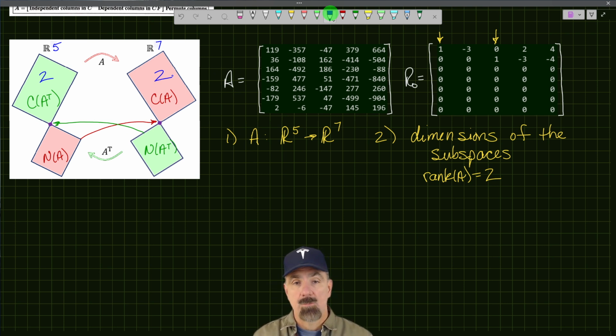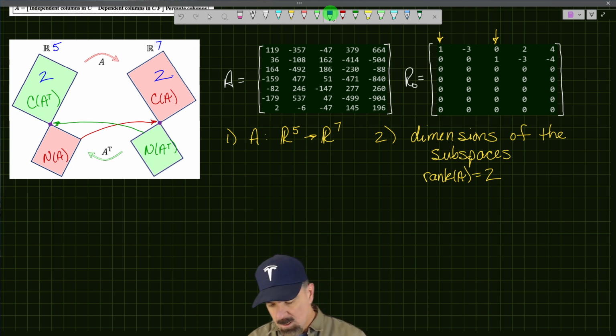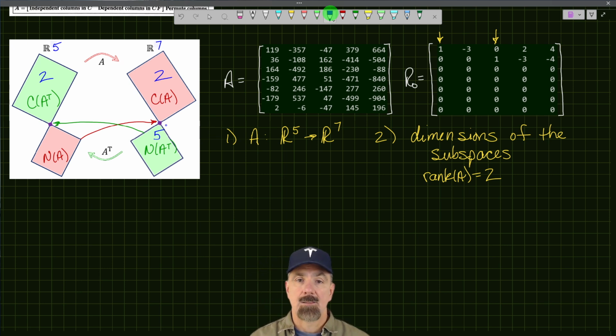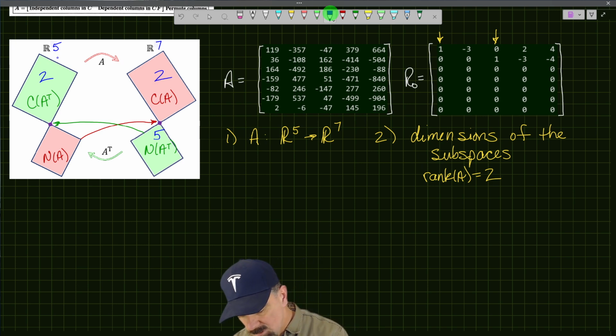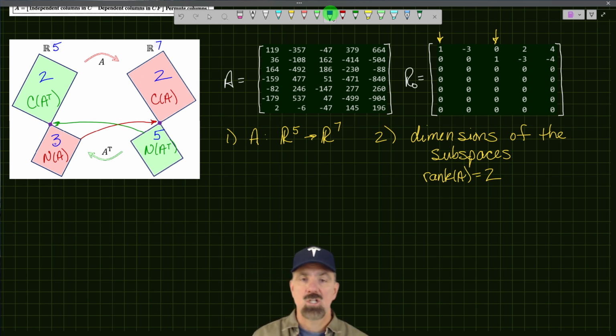Then the rest of what we've already learned from chapter 3 is that whatever the dimension of the column space of A is, the null space of A transpose, the left null space, has to sum to the dimension of the output space. So what we know is that we have to total 7. Well, we already have 2 accounted for in the column space, which means the dimension of the left null space is 5. Similarly, the null space on the input side has to give us enough dimension to get up to 5. So we have 2 for the row space, and that leaves us 3 for the null space. That's all information that we've covered.